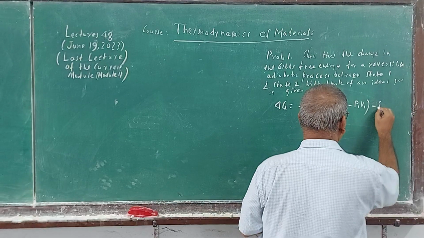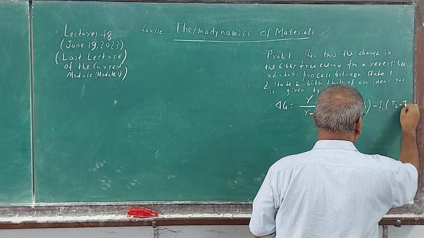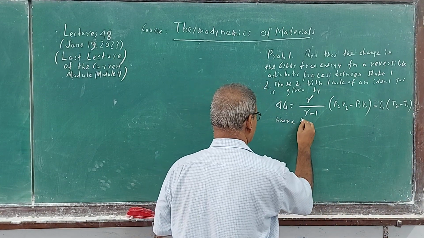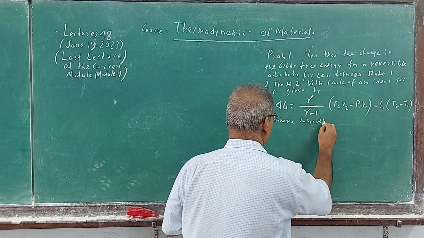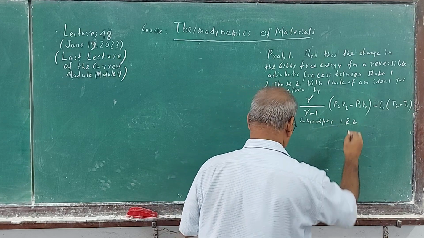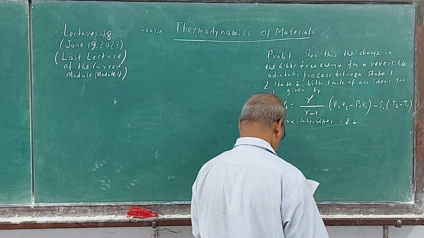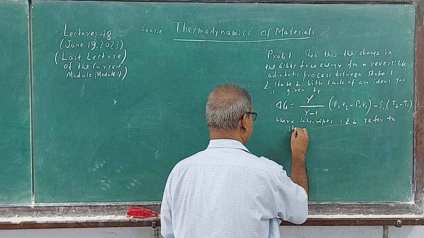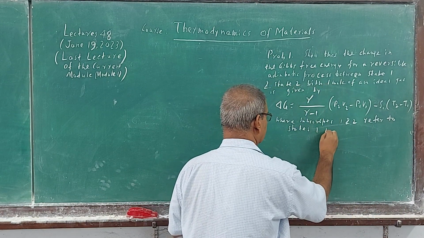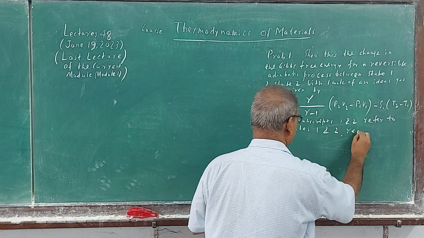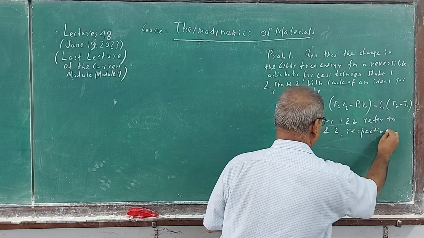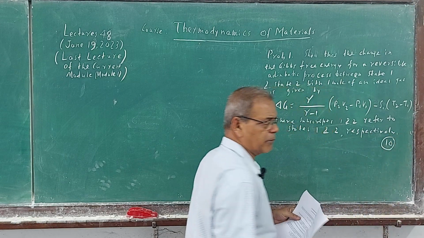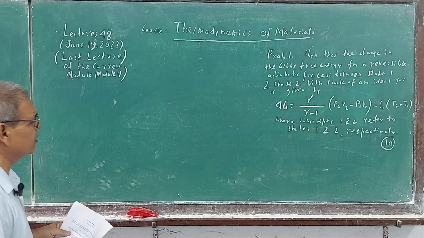minus S1 (T2 minus T1), where subscripts 1 and 2 refer to states 1 and 2 respectively. Ten marks. So let us quickly solve this problem.